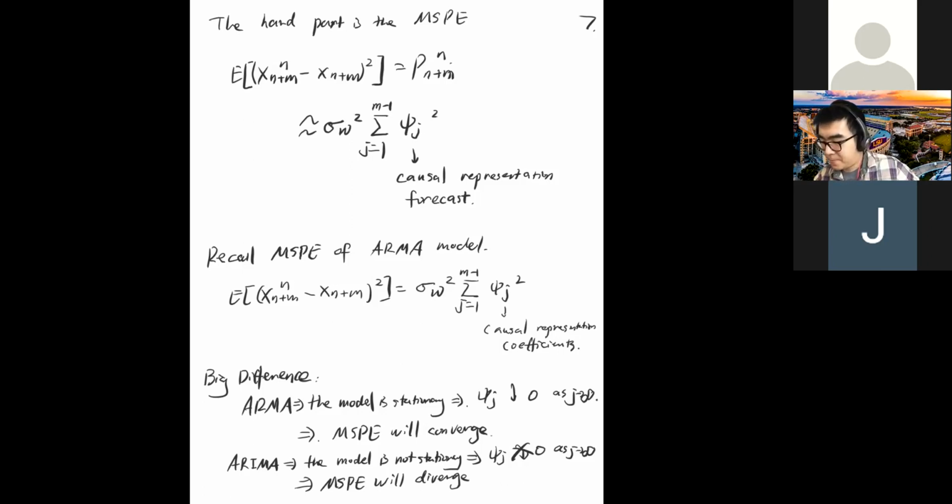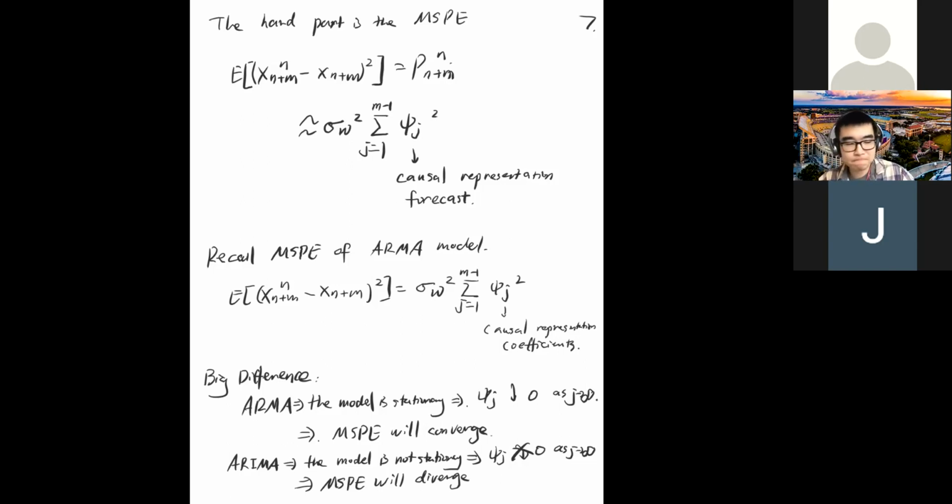So that's basically the two main differences between the ARMA model and the ARIMA model. One is that the ARIMA model needs the differencing, and the second is that the prediction of the ARMA model and the ARIMA model is slightly different.